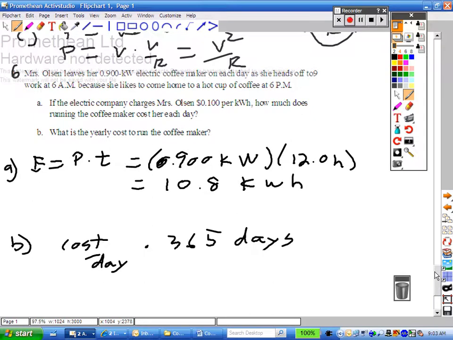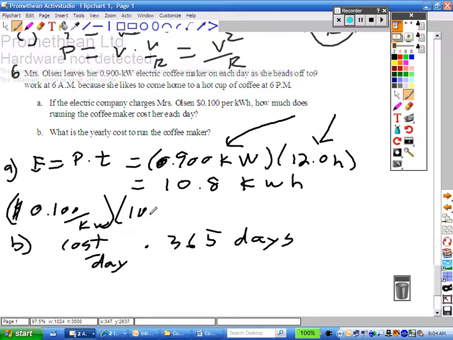Mrs. Olson, the power is 0.900 kilowatts. The time is 12.0 hours. That gives you 10.8 kilowatt hours. Now the cost is $0.100 per kilowatt hour. We are going to multiply that by the 10.8 kilowatt hours to get $1.08 is what it costs.